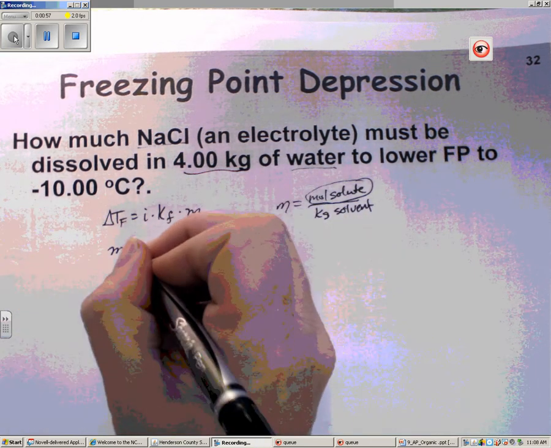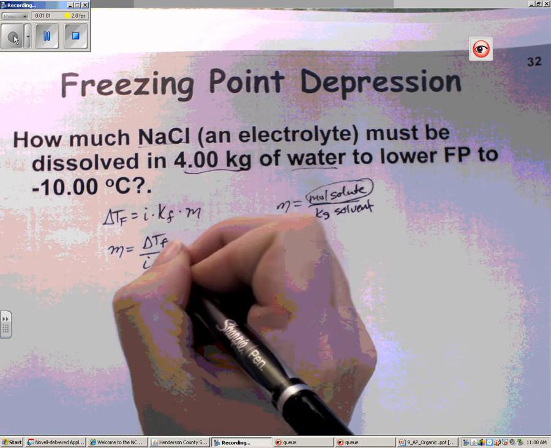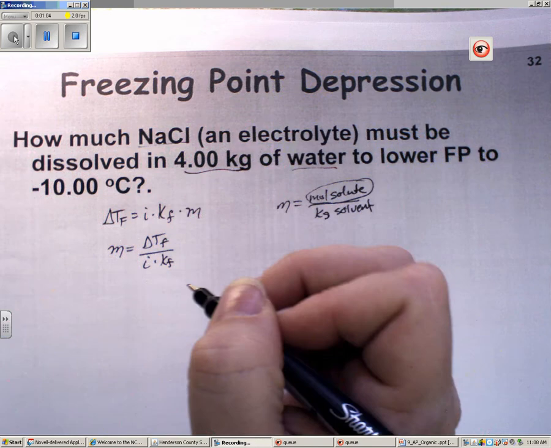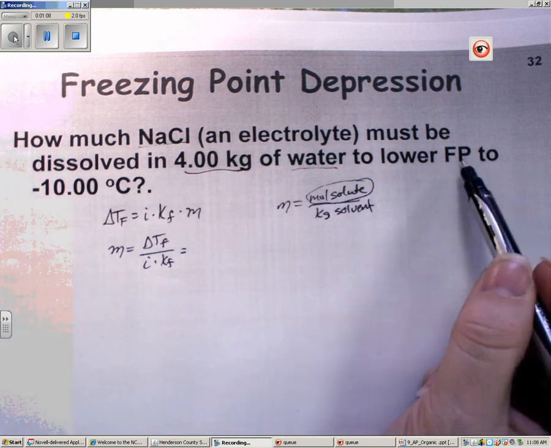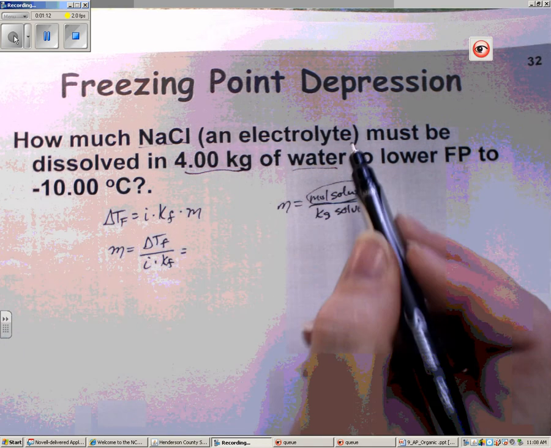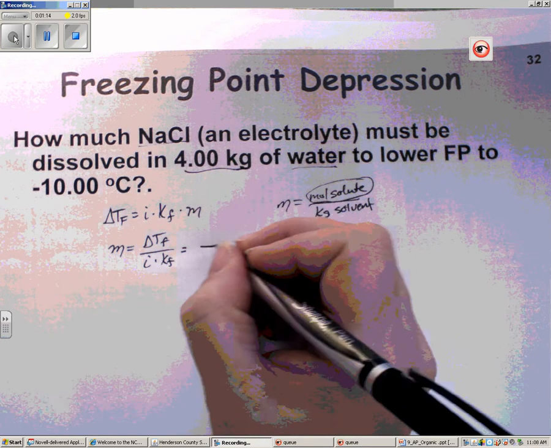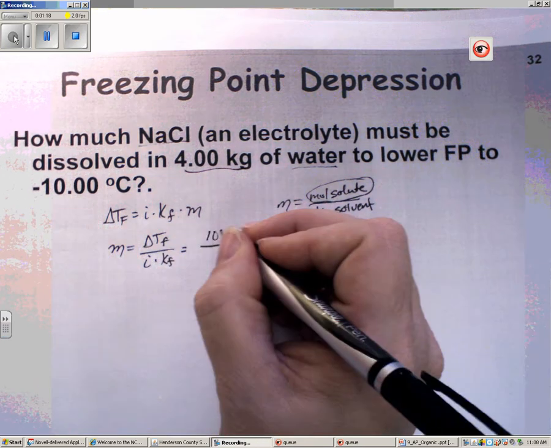I'm just going to rearrange it: molality equals ΔTf over i times Kf. Then our change in freezing point. Well, they tell me my freezing point is lowered to negative 10 degrees C. Since we're dealing with water, water's normal freezing point is 0, so the amount it changed was 10 degrees C.